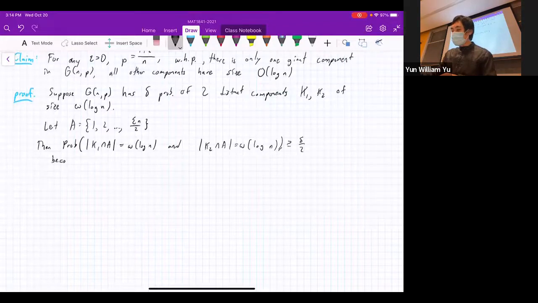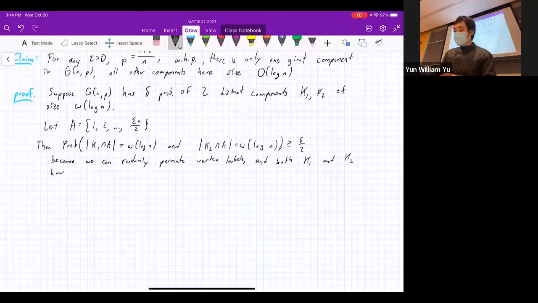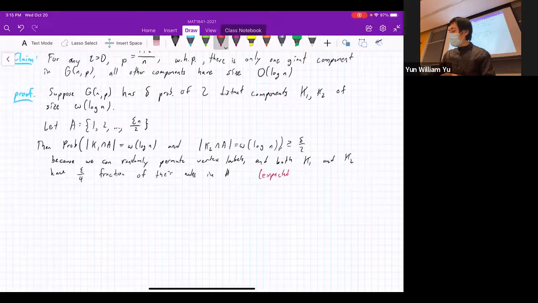Why is this true? This is true because we can just randomly permute the vertex labels. And we know that both K1 and K2 have an epsilon over 4 fraction of their nodes in A. We say this because in expectation, there's at least an epsilon over 2 fraction of their nodes in A. All we're saying is that there's some big intersection between this set A, which is an arbitrary collection of epsilon n over 2 nodes, and each of these two giant components.